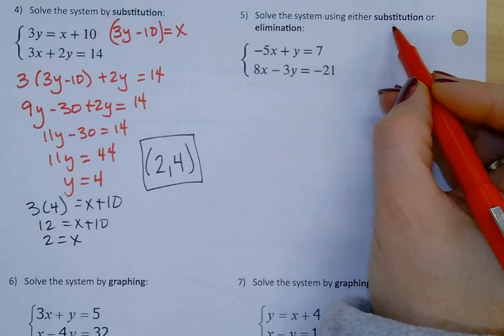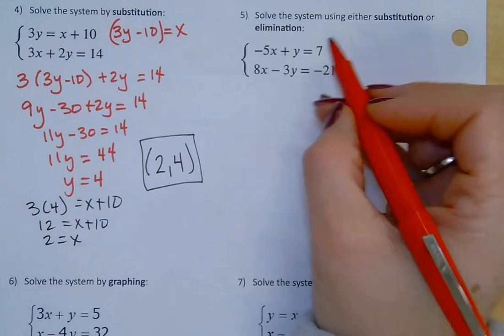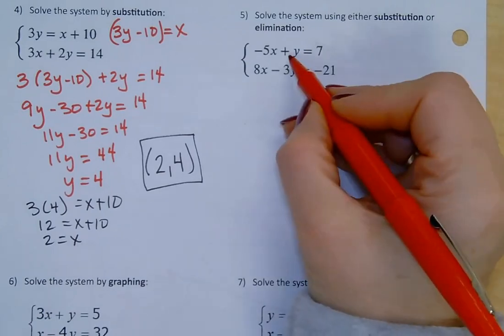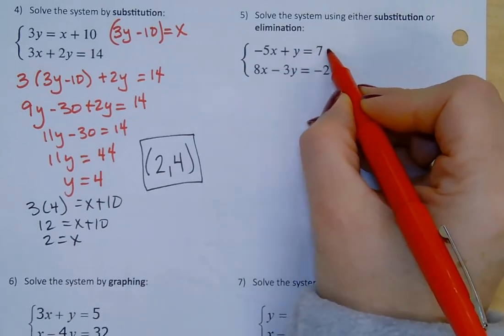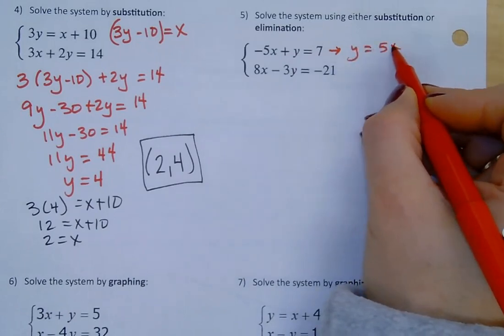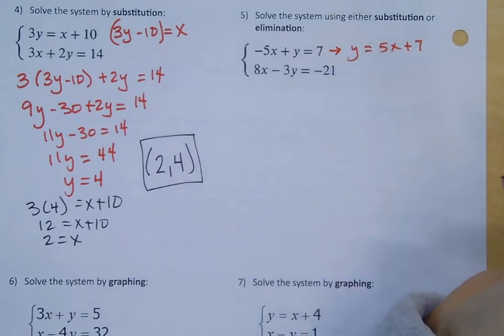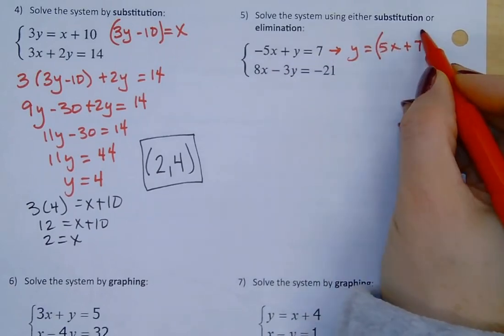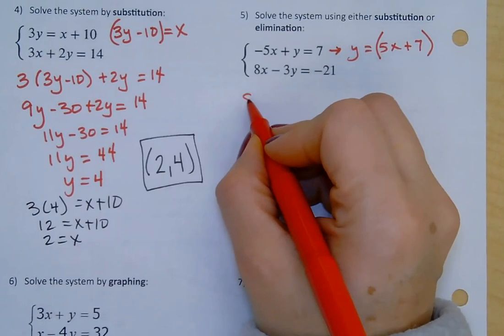So substitution is a fine option because I can get this y all by itself. So first I'll solve it with substitution actually. So this whole equation, I'm going to make y equal 5x plus 7. I just added 5x to each side. And so I will plug that in any place I see y in the next problem.